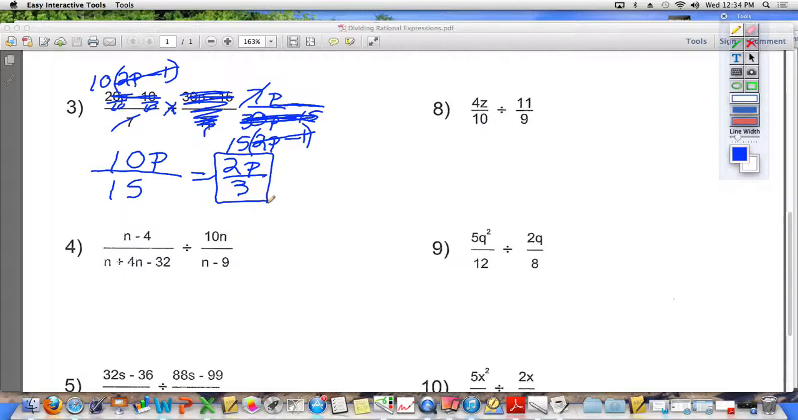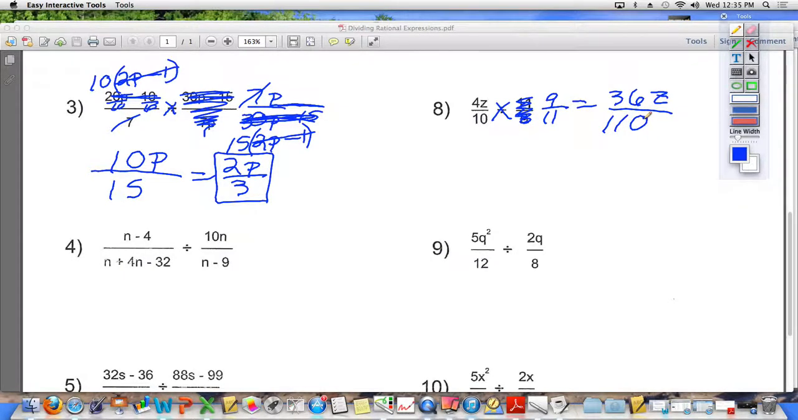Number 8, you change the divide to a times. Change the 11 ninths to be 9 elevenths. Can I cancel anything out right now? You cannot. So multiply numerator times numerator, denominator times denominator. 4z times 9 is 36z. Denominator, 10 times 11 is 110.